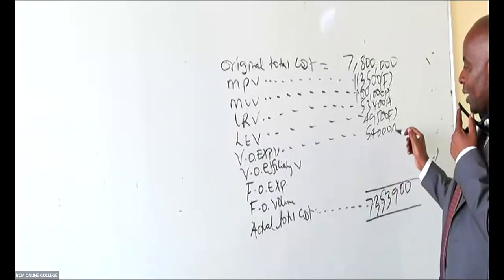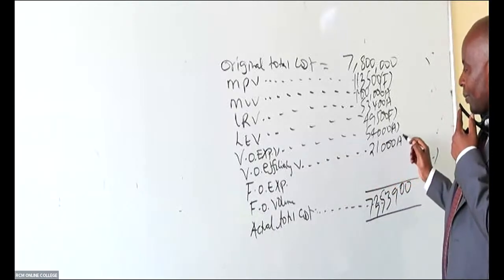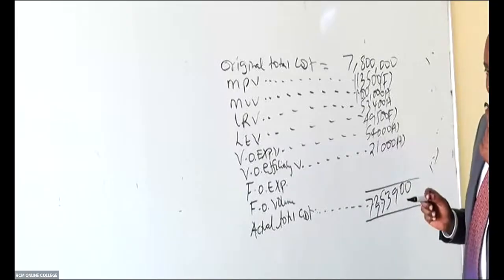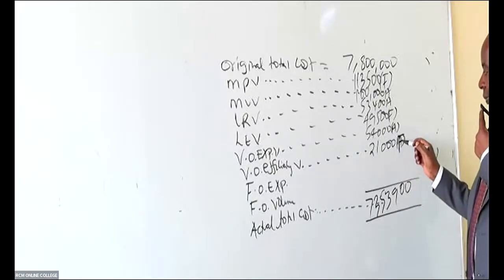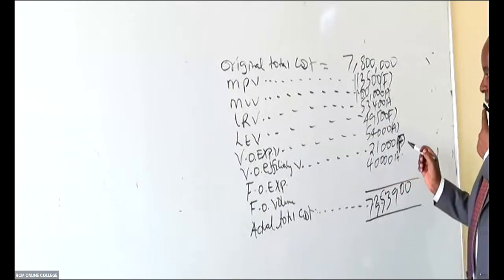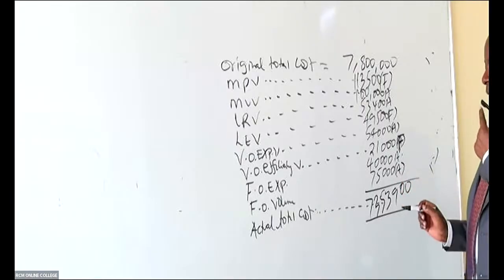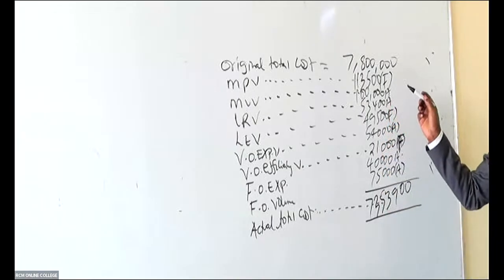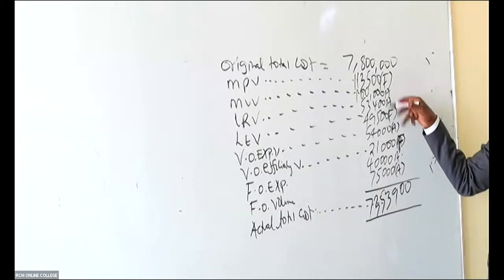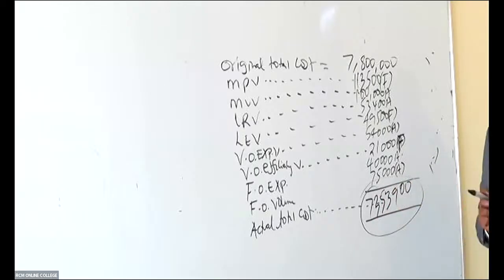$1,054,000. Adverse, right? Adverse, eh? Favorable. 40,000. Finished, isn't it? So now do your abracadabra from this one. Do whatever you want to do inside here and tell me whether you are able to get your actual figure. Do whatever you want to do there for us to see.